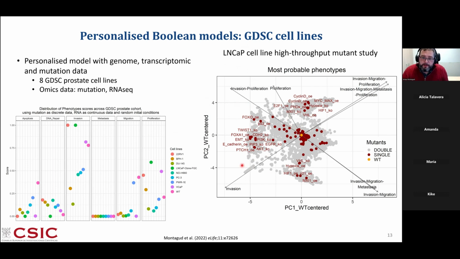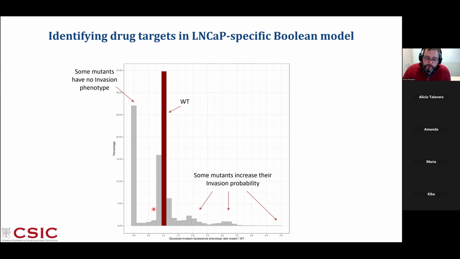So looking at this graph is a bit complex, and then of course you have the PCA flattening of it, so it's a bit hard to interpret anything. But what we usually do is that we look at one of those variables of the PCA values, and then we look at the distance of some of the mutants regarding this wild type. So you can identify mutants that have no invasion phenotype, which is what you would like in order for a drug to take effect. And also you have mutants that increase their invasion probability. Usually it is because you knock out some inhibiting factor, and then the model can run loose in the invasion phenotype.